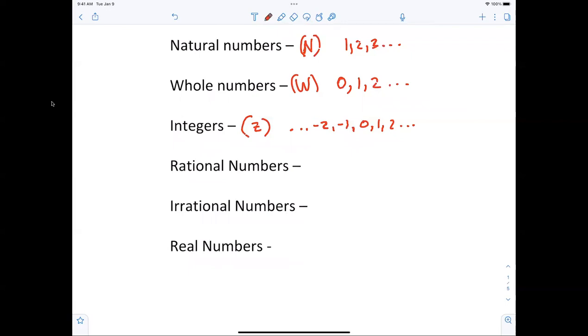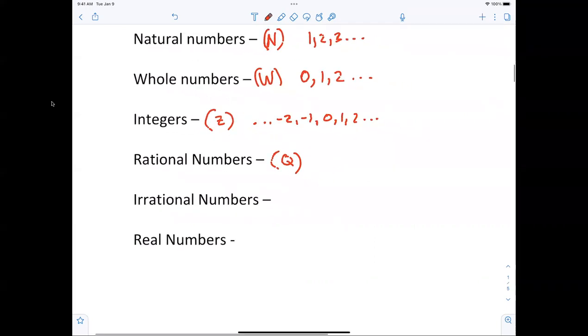All right. Rational numbers. We're going to abbreviate rational numbers with the letter Q. I don't know why. Now, rational numbers, I want you to write this down. Any number that can be written as a fraction.